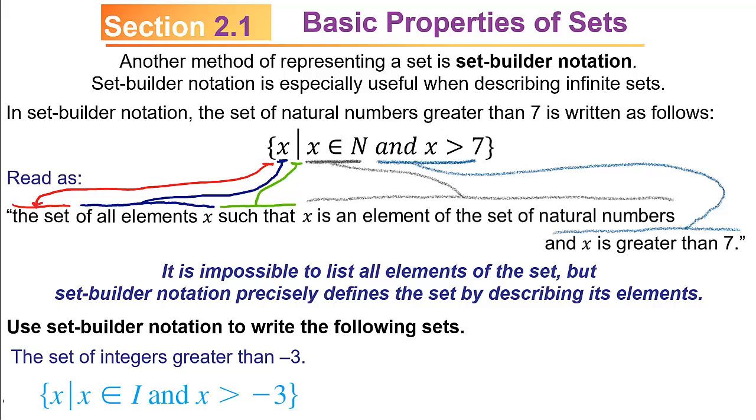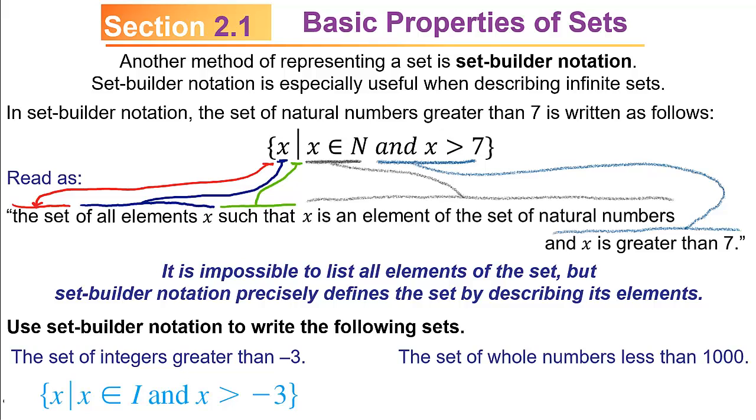So you could write x and use the symbol for "is an element of." Capital I is integers, so x is an element of the integers. In other words, x is an integer, and it's greater than -3. Takes a little practice, but once you get used to it, you simply read that out to yourself, and you've got an idea of what the set really is.